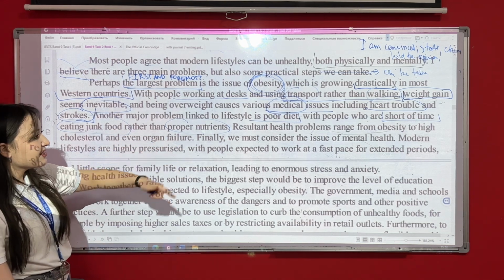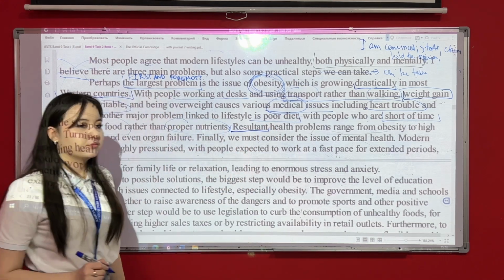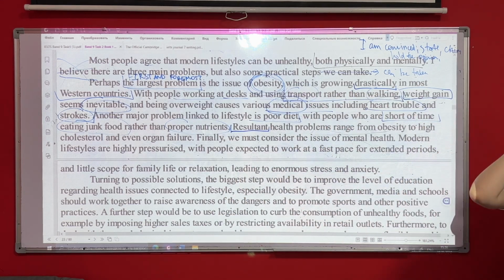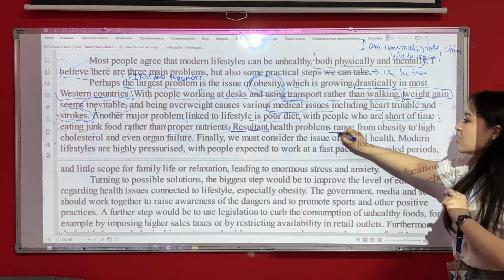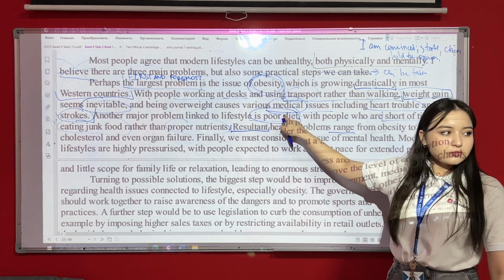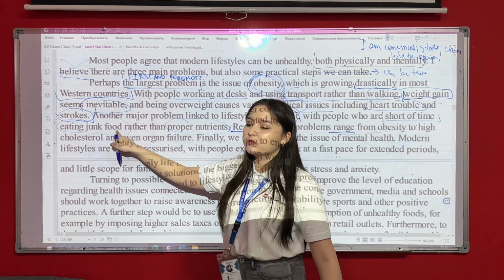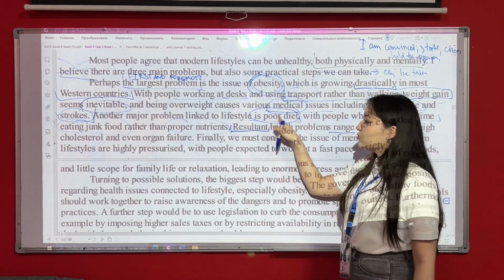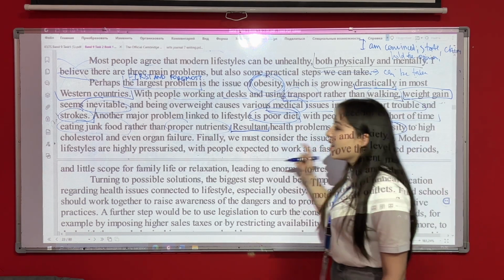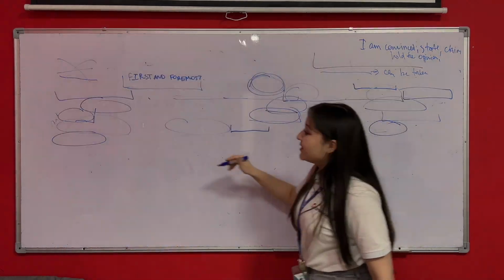Okay, resultant health problems. What does resultant mean? Полученные. Да, образовавшиеся, полученные. Пишем resultant, это то, что в результате, правильно? Resultant health problems range. То есть, again, they talked about poor diet, the second problem is poor diet, right? What is the cause of poor diet? It is that people prefer junk food rather than proper nutrients. And what can poor diet lead to? It can lead to health problems ranging from obesity to high cholesterol. What does cholesterol mean? Холестерин. Cholesterol, правильно? And even organ failure.